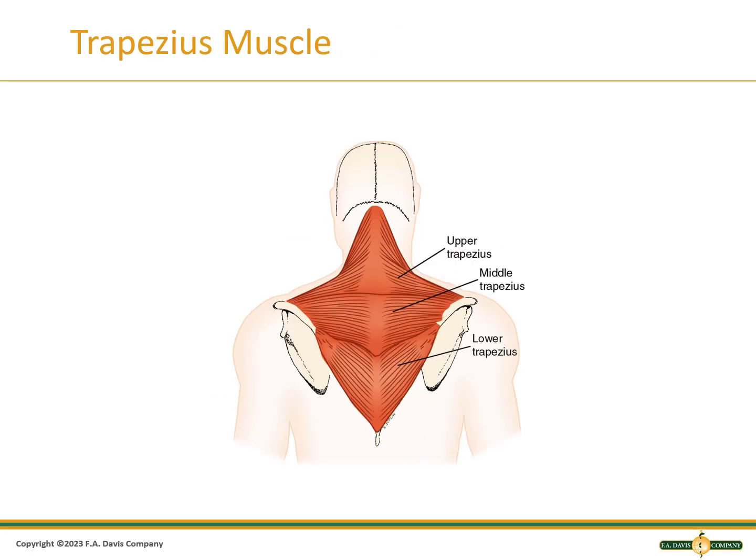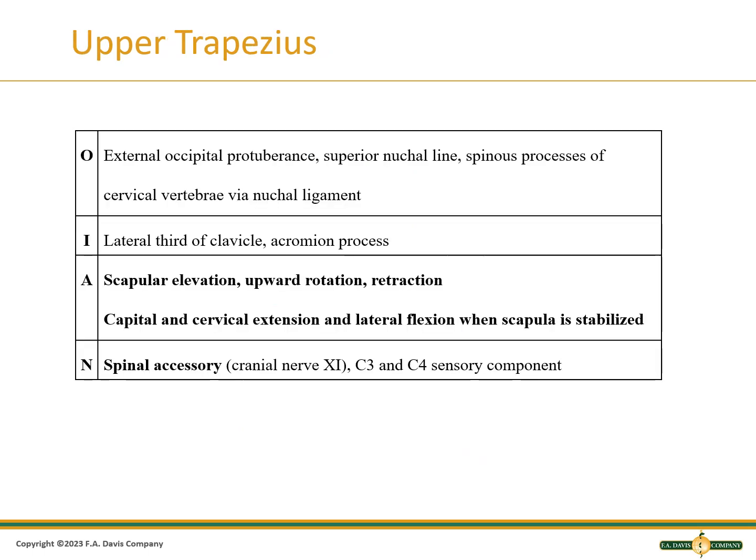Let's dive into the muscles. So our trapezius muscle is a superficial muscle that lays on the back. It functionally is divided into the upper trapezius, middle trapezius, and lower trapezius.